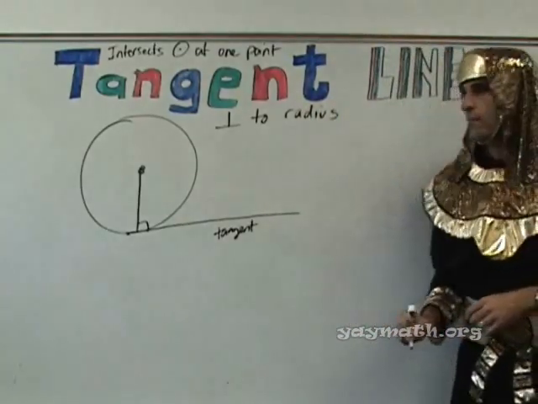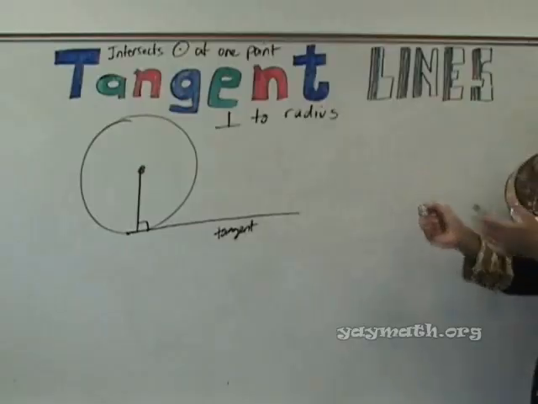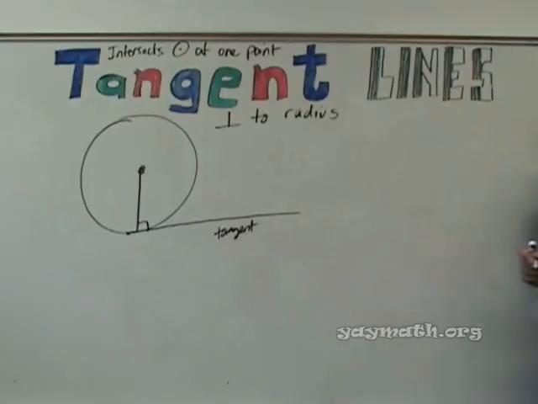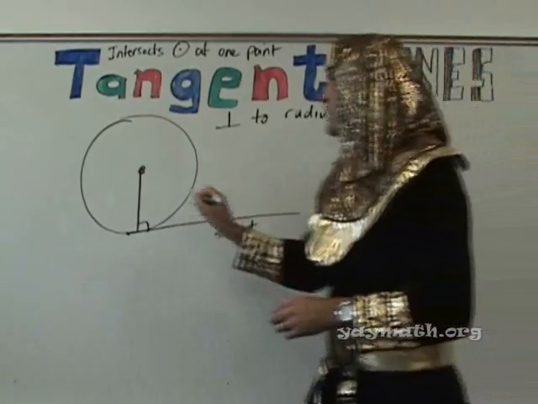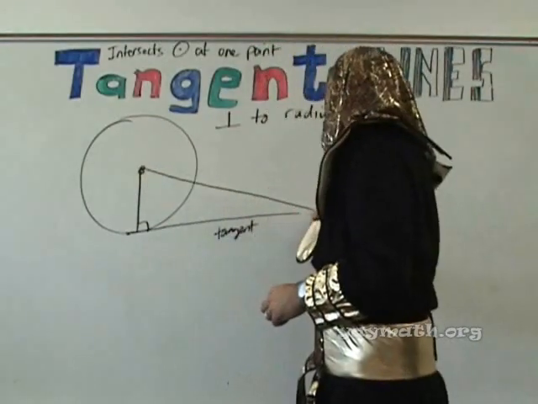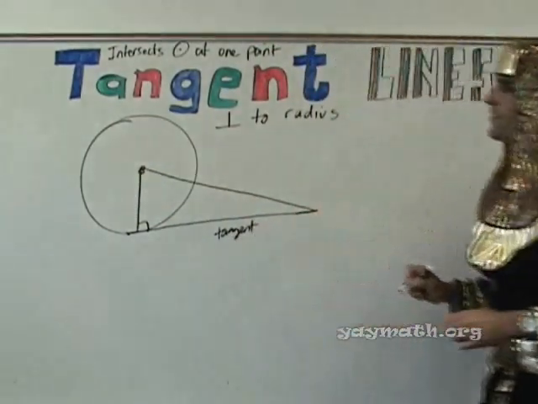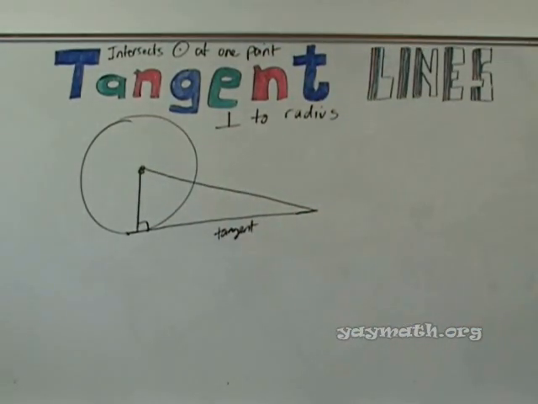Okay. So now we have the ability to draw a right triangle, don't we? So I'm going to draw this line here. Now we officially have a right triangle.